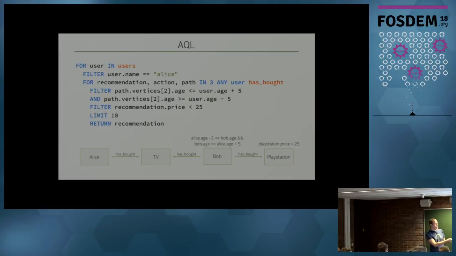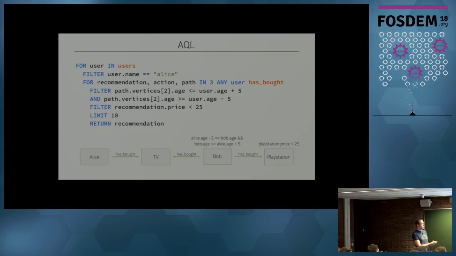Now I'm doing three steps, or I can also put in here 1, 2, 3 steps or whatever. I'm using any direction, so I don't care for the direction of the edge. I can go inbound or outbound, whichever I like. And of course, I can apply filters. My filter would be that the second vertex on the edge, which is this guy here, should have an age equal to the user's age plus or minus 5, so someone who is about my age. And for the recommendation, the price should be less than 25, but I only want the top 10. Simple recommendation engine again, not the best choice, but kind of works.